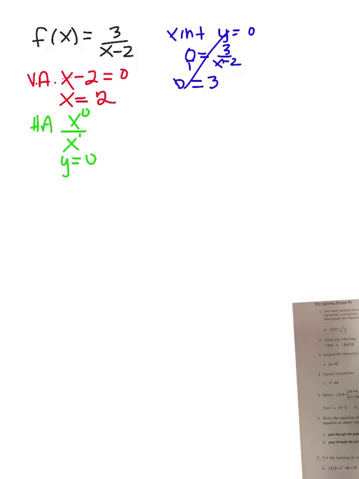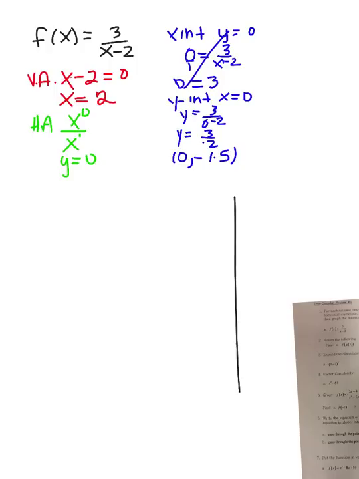So let's see if there's a y-intercept. That would be when x is equal to 0. So I have y is equal to 3 over 0 minus 2. So y is equal to 3 over negative 2. So my y-intercept would be 0, negative 1.5. Alright, so let's start graphing. See what we have so far.